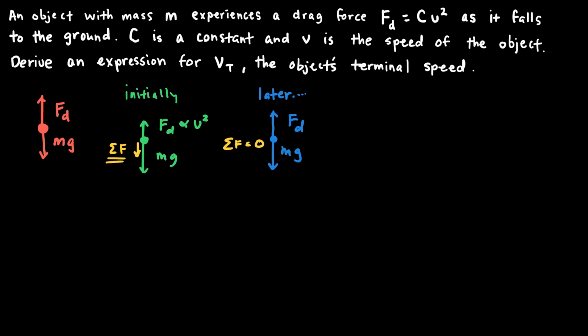And once the net force becomes 0, then we know the object stops accelerating, and the object then moves at a constant speed, and we call that the terminal speed or terminal velocity. And so when I'm asked to find the terminal speed of an object, really I'm looking for the speed of the object when the net force becomes 0.